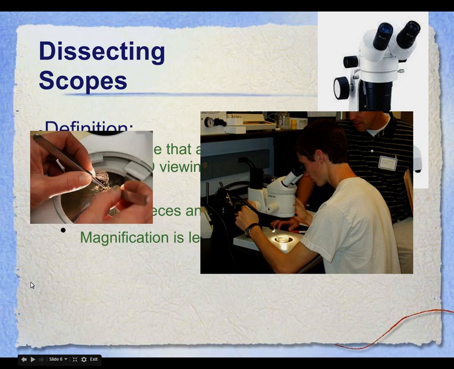Those are the microscopes. If you have any questions, please let me know, and that's it.